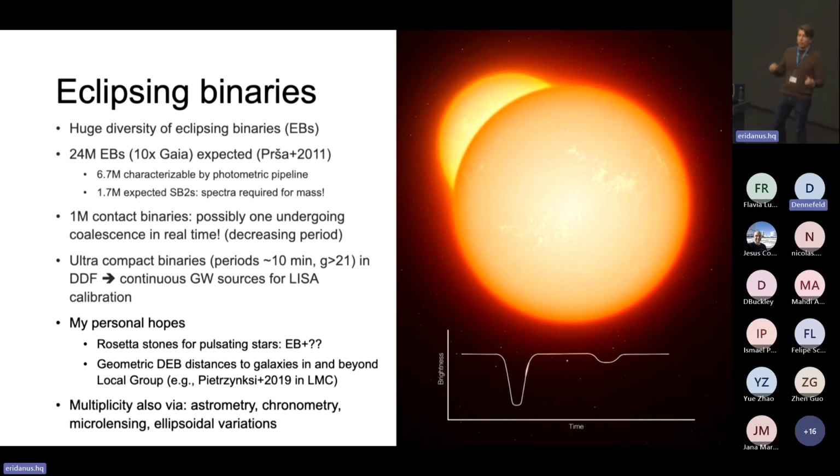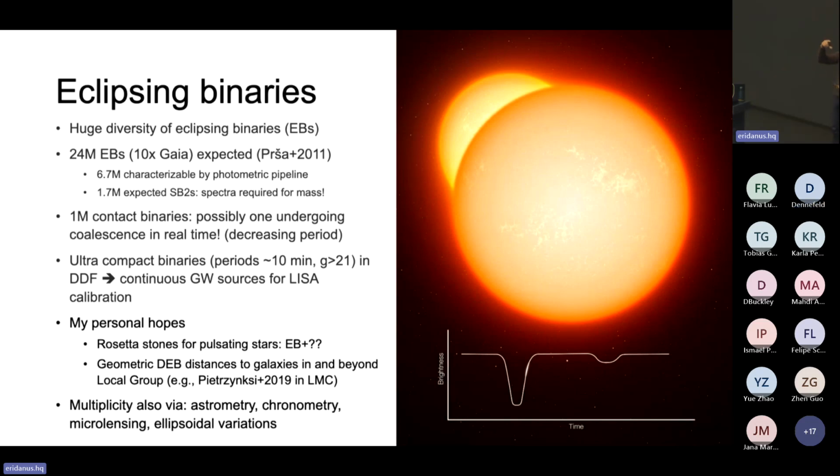And then finally, multiplicity is of course not at all limited to only the sources that are eclipsing. You can measure multiplicity using astrometry, and for example, proper motion measurements combined from Gaia and LSST will be even better in terms of this method. You can measure them chronometrically.